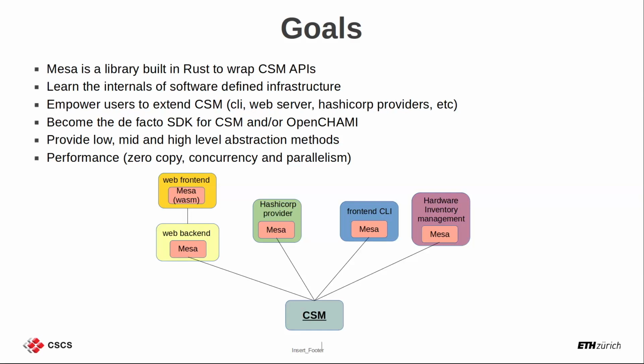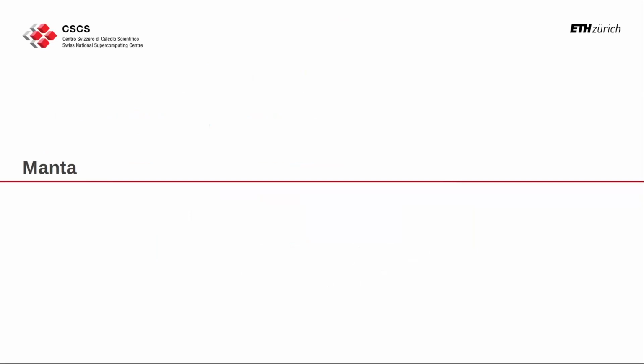And another goal is that we want Mesa to be high performance. For example, we want it to be zero copy, with concurrency, and provide parallelism. This is something that we don't provide today, but hopefully in the future we will. And below you have a diagram, because you can take Mesa and compile it into different targets. You should be able to embed it into other types of platforms. Okay, so that was it.